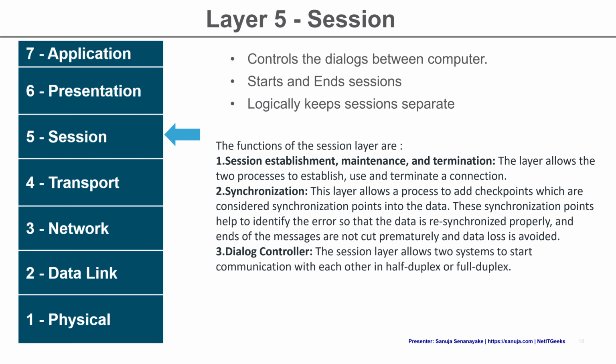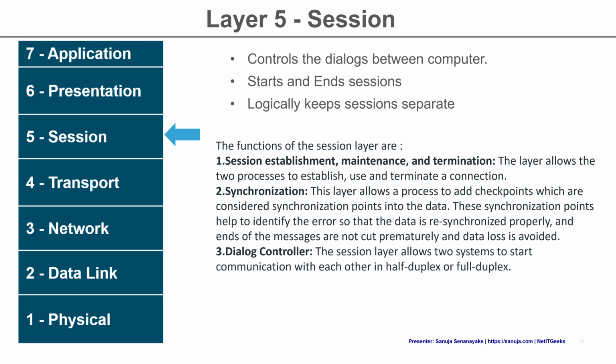The next layer is layer number 5, which is the session layer that controls dialogues between computers, starts and ends sessions, and logically keeps sessions separate. We can describe those functions in terms of session establishment, maintenance, and termination. That is the control part of it. The layer allows two processes to establish, use, and terminate a connection.